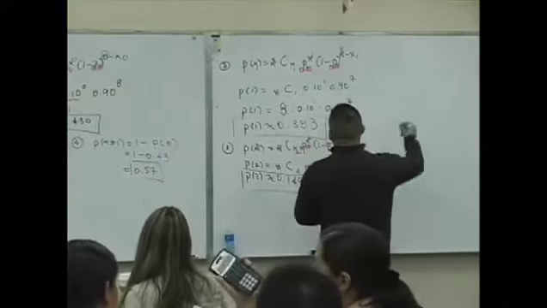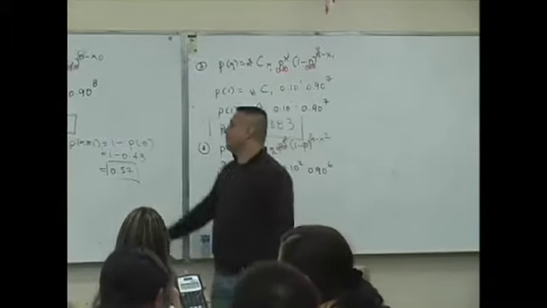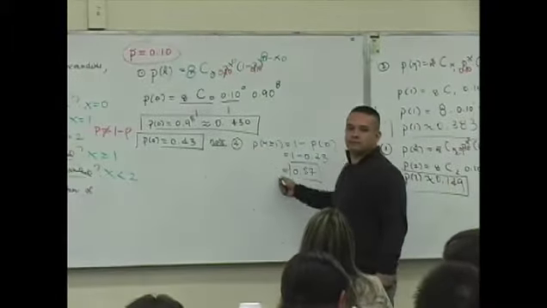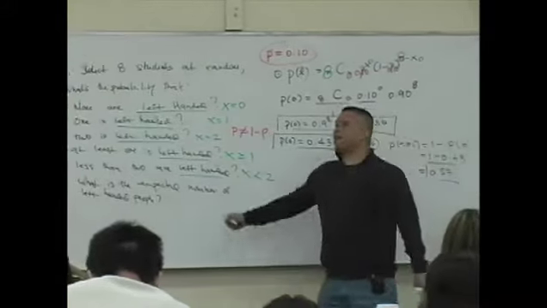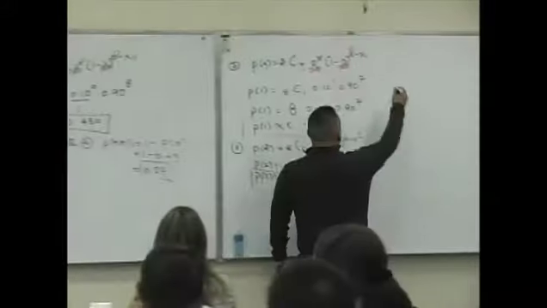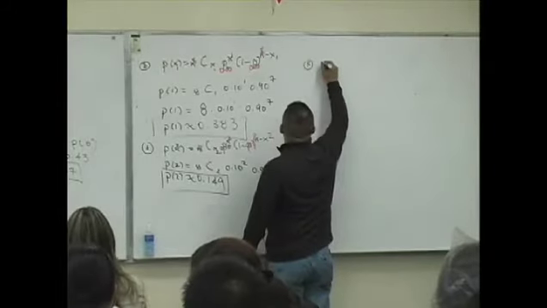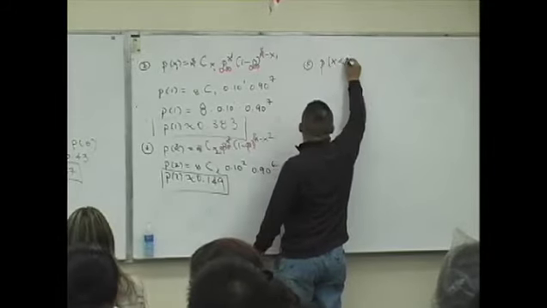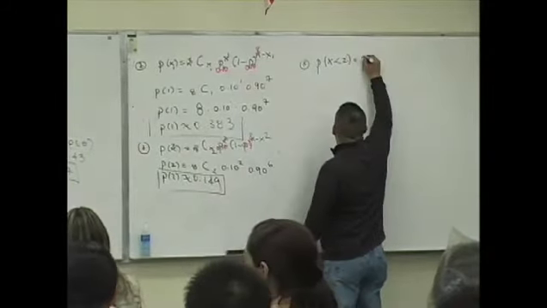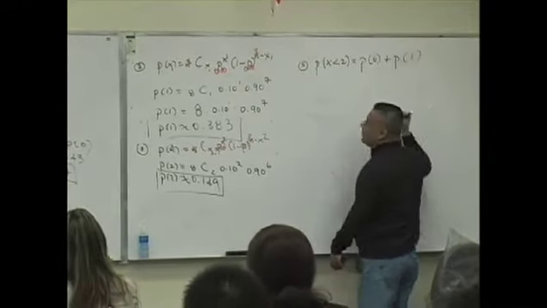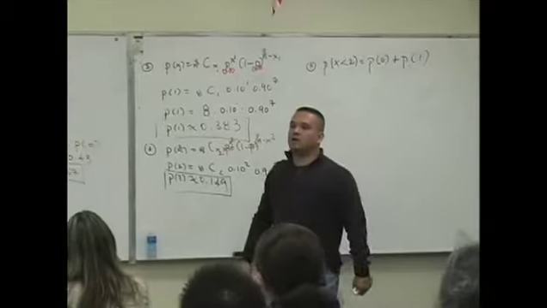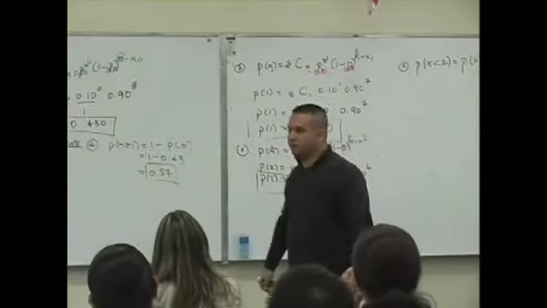The 4th question we already did. The 5th question, less than 2. What does less than 2 mean? You guys want to tell me? Probability that x is less than 2. What does that mean? P of what? P of 0. Do we include the 2? Good. 2 is not less than 2.